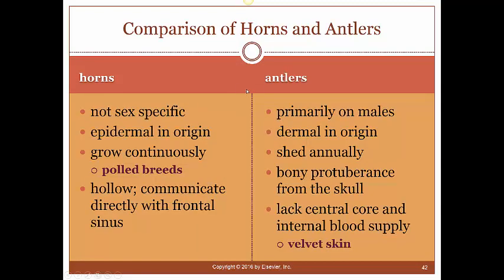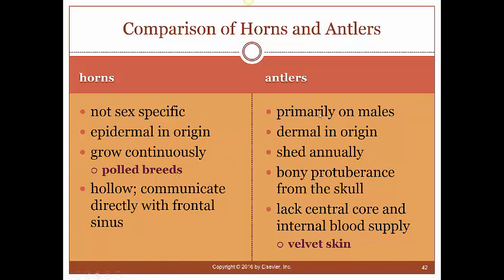Specific things to know between horns and antlers. Horns are not specific to sex, so both males and females have them. They're epidermal in origin. They end up growing continuously. And in the center of all horns is a bone that's going to be hollow and communicates directly with the frontal sinuses. We have bred certain animals to be what we call polled breeds, and they don't grow horns anymore. So in our cattle, we have our polled breeds, like our Angus, which is a polled breed that's been bred not to grow horns.